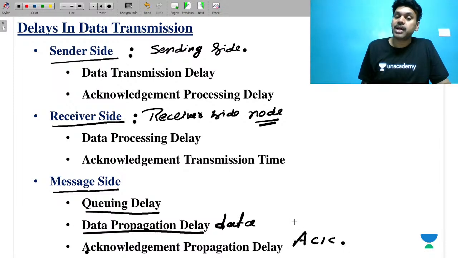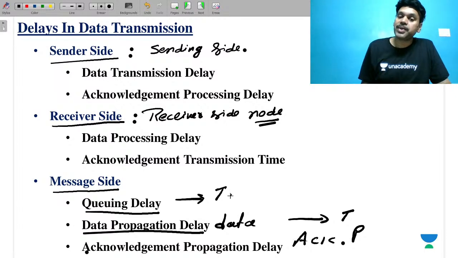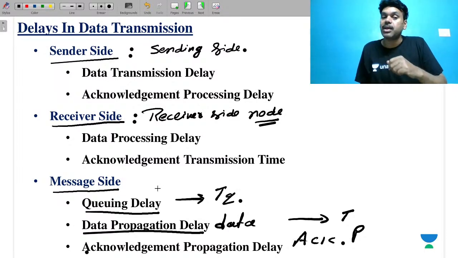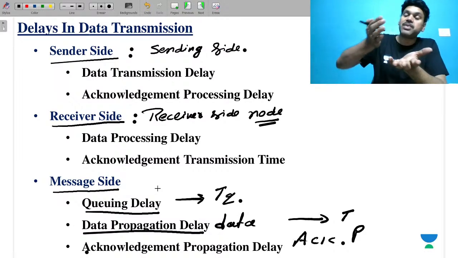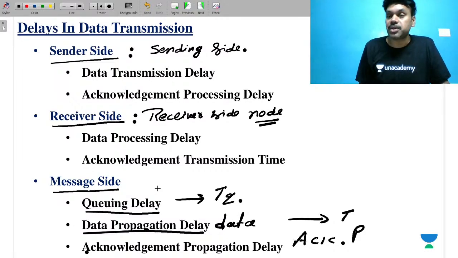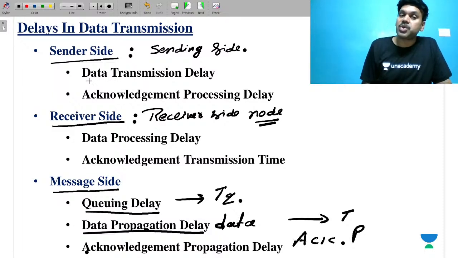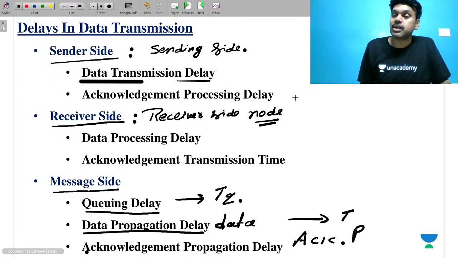Both are for TP only. This is called propagation time, both. This is called your queuing delay. And on the receiver side, data processing delay and acknowledgement transmission time taken by the receiver to push your acknowledgement bits onto the medium. So the sender side has two varieties, data pushing and acknowledgement processing.